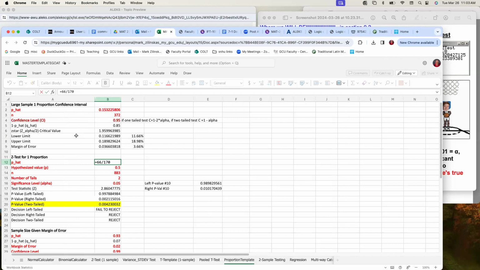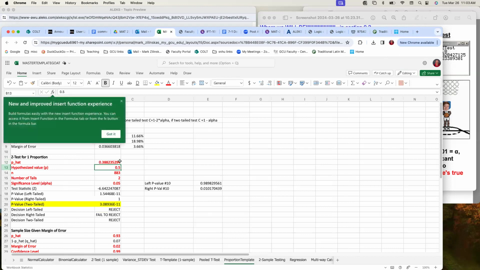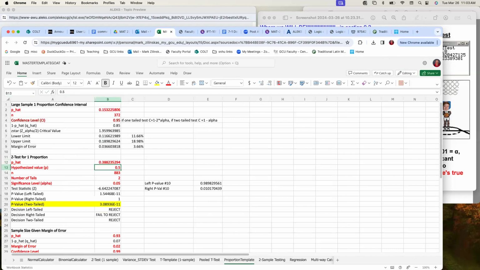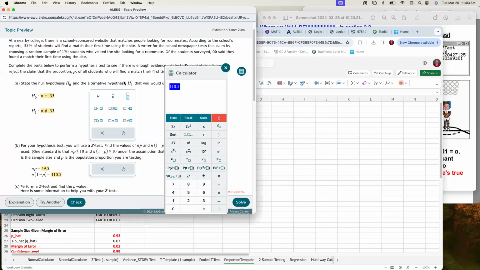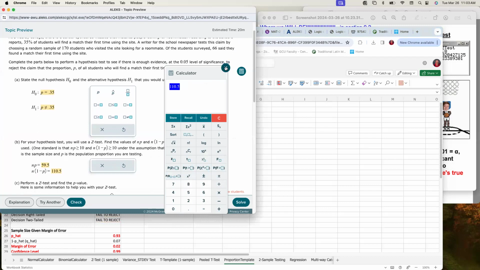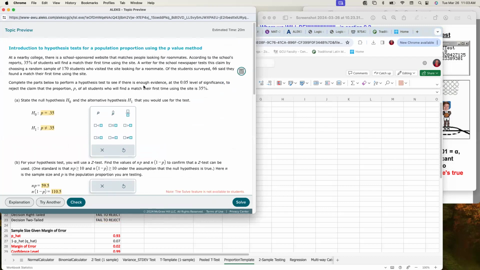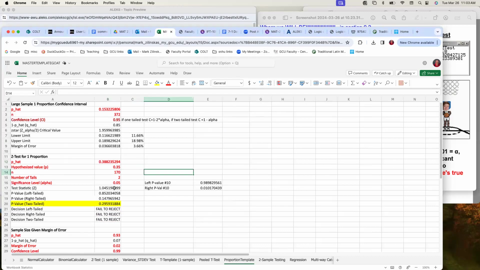Okay, so I could have done that on a calculator, rounded it, but this just is kind of an easy way of figuring out p hat. So we got 38% here. Okay, we put in our hypothesized value. That's our null hypothesis, which is 0.35, and we type in the 170 for the sample size here. And we do have a two-tailed test, and I think, if I remember right, they gave us a 0.05 alpha level. So yeah, that goes in here.